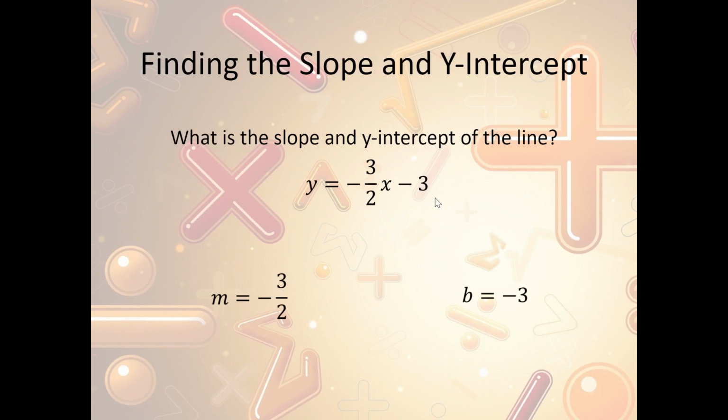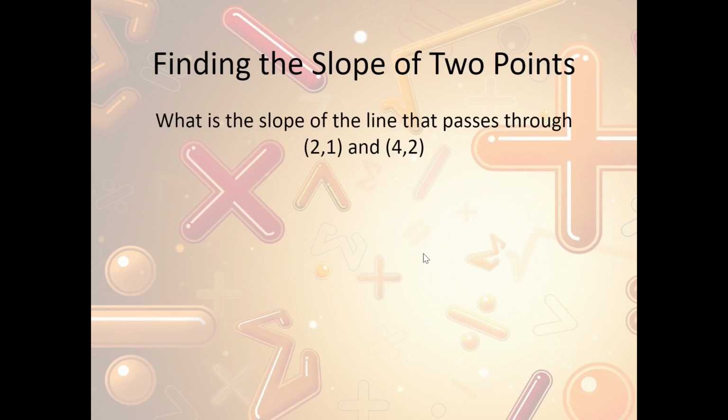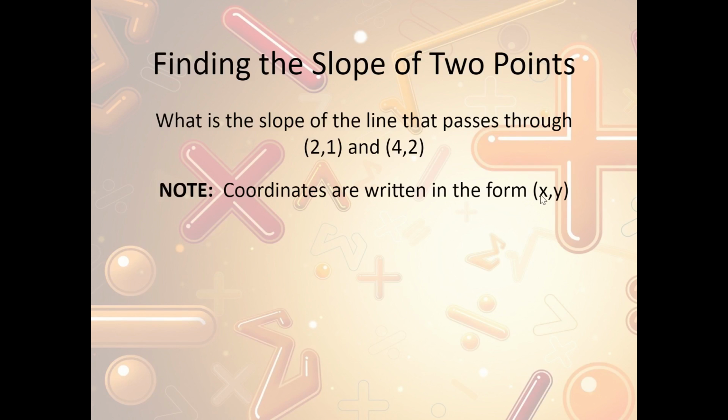So b is -3. So that's how I find the slope and y-intercept from an equation. Now what if I'm given 2 points and asked to find the slope? Well, first thing we need to remember is that coordinates are written in the form x and y, right? So the x goes first and the y goes second. And that slope is the change in the y over the change in the x.